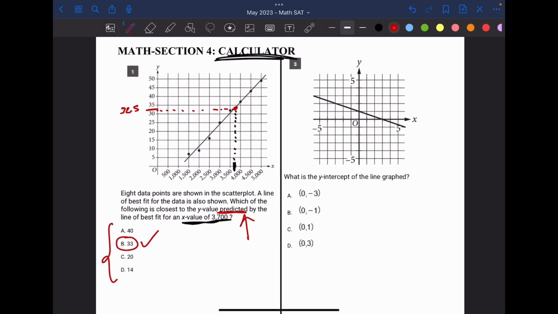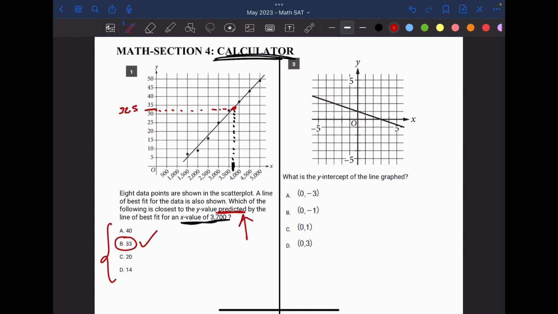Question number 3, what is the y-intercept of the line graph? So we have this over here, a line. What is the y-intercept? You can kind of tell what it means, but y-intercept is the y-axis interception. So where does this line cross the y-axis? It crosses the y-axis on this spot. And what is the spot? If you actually count, this would be 1, 2, 3, 4, 5. So this has to be 1. And then for the y-intercept, it happens at x is equal to 0, because this is the y-axis. So it would be (0, 1). In other words, it's C. So we're done question number 3.